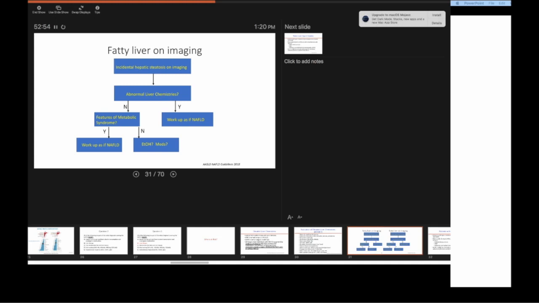And if they do, you have to work them up, such as NAFLD. If they don't, then do they have features of the metabolic syndrome? Then you should work them up as NAFLD. If they don't, then you need to ask them about alcohol or medications. And just remember, patients with NASH can have normal LFTs, okay, all along, and even progressive cirrhosis with normal LFTs. So something for you to think of.